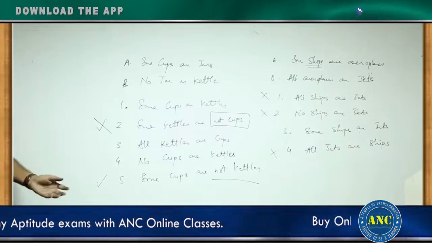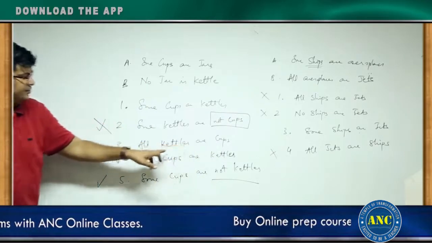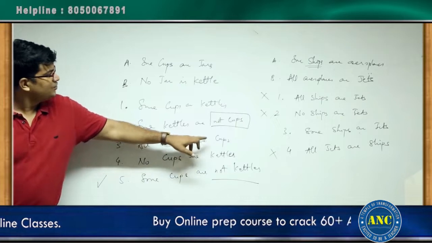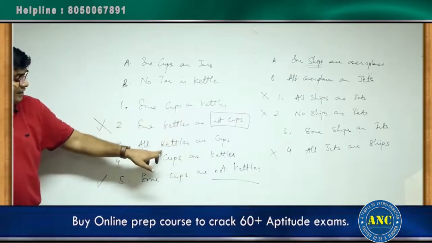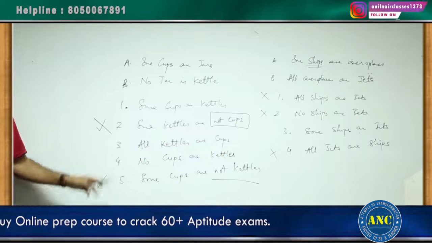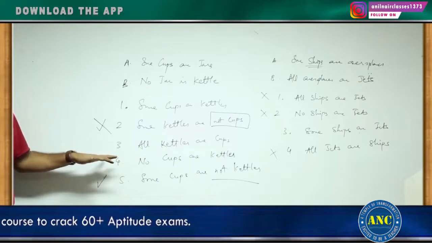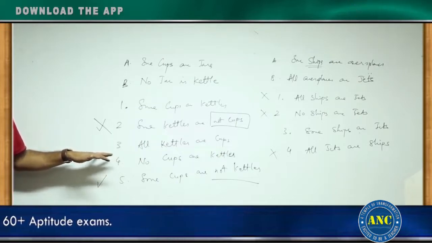You want to check the same rule for different things. All kettles are cups. All kettles are cups. Here kettles is distributed, but that's a universal. It's a universal. So you got that logic. Are you with me? Yes.